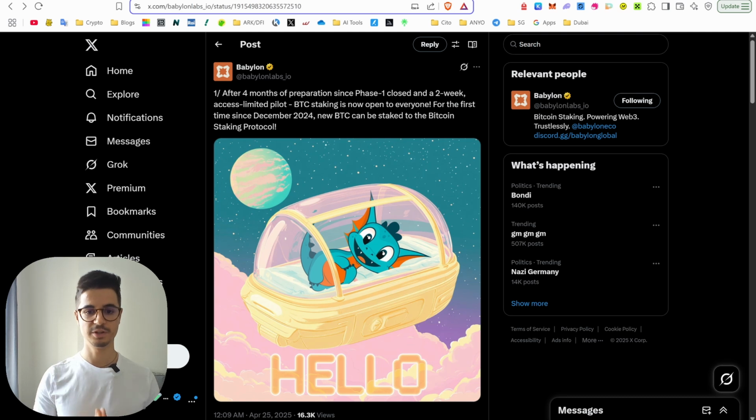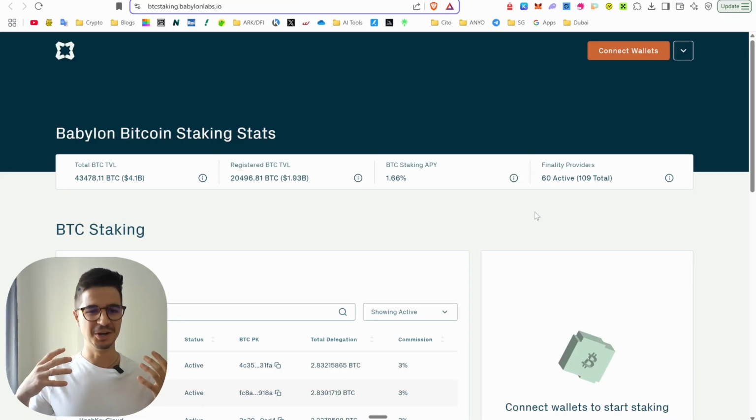And now, for the first time, we can use Bitcoin as a staking asset in order to provide security to other proof of stake networks like Babylon itself, and in the future many other proof of stake chains like Osmosis or Sui. So how does it work?